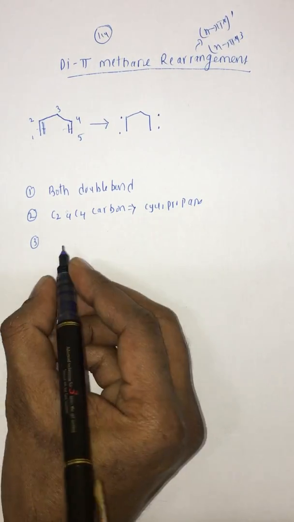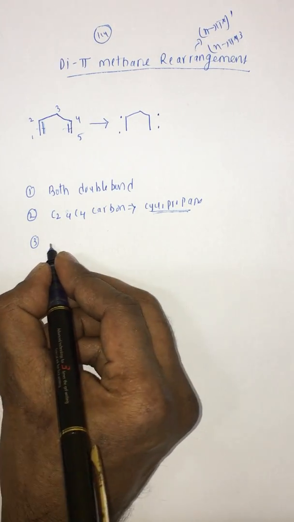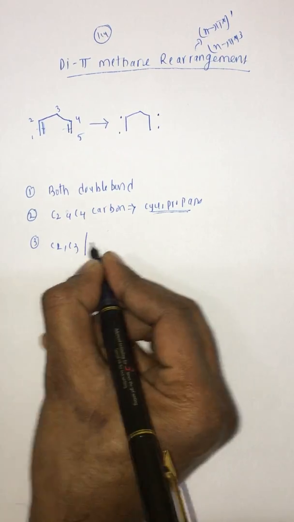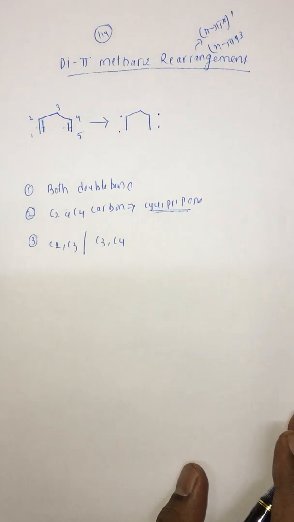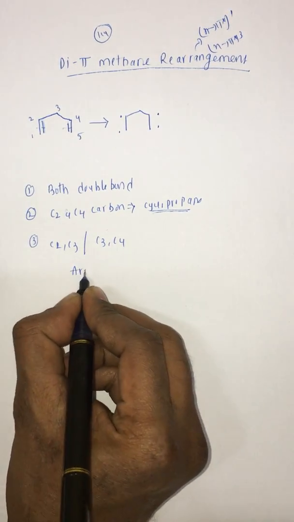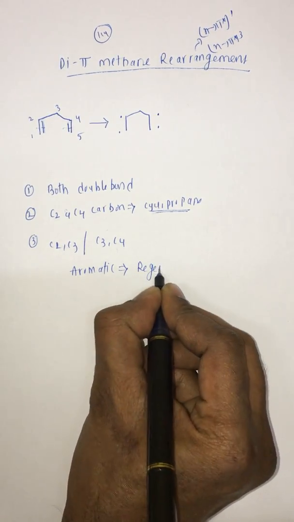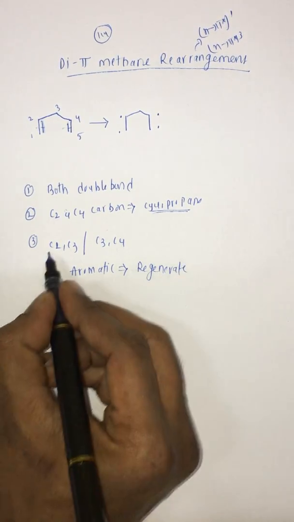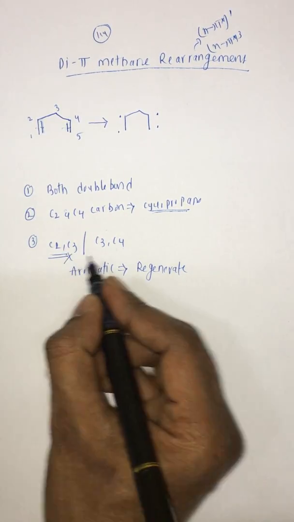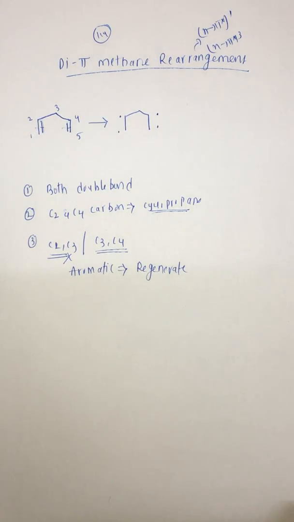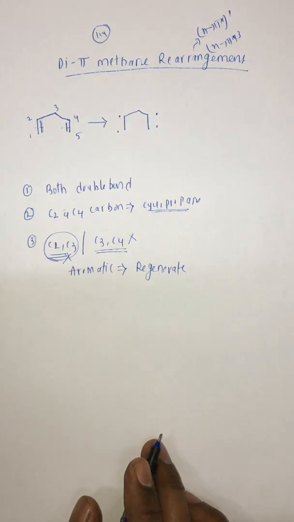And the third step is, after forming the cyclopropane derivative, we have to break one bond. It can be C2C3 or C3C4. It depends. How does it depend? If aromatic character is there in a starting precursor, we have to regenerate it. So if you break C2C3 and aromaticity is not generated, you cannot do that; we have to go for C3C4. If you break C3C4 and aromaticity is not coming, then you have to go for C2C3.